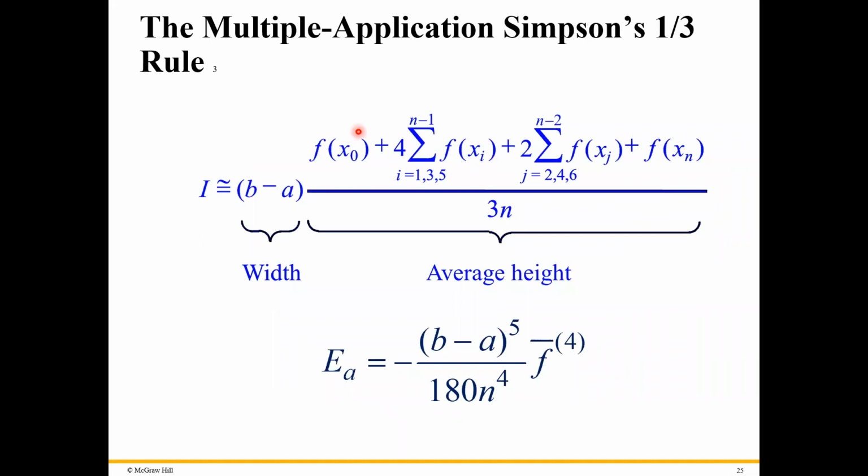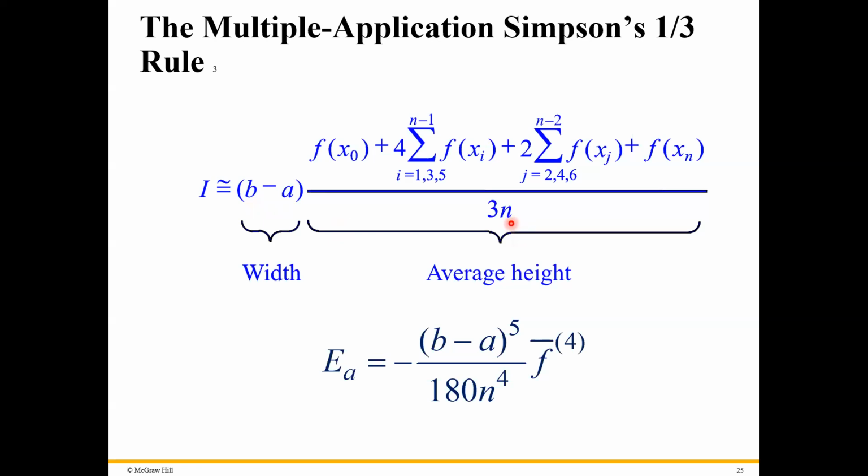So accordingly, the formula for the multiple application of the Simpson's rule becomes like this. We will add the odd number terms and multiply by 4, and we will add the even number terms and multiply by 2. If you represent the first term by 0, the odd terms will be multiplied by 4, the even terms will be multiplied by 2, and the first and the last term will be multiplied by 1. And then we divide by 3 times n, and multiply by the width b minus a.